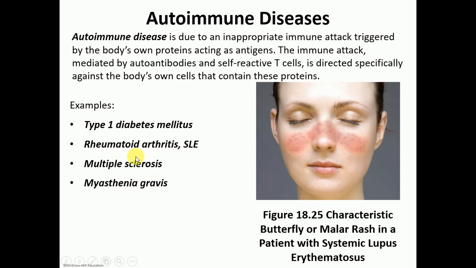In MS, there are autoantibodies against the myelin sheath. In myasthenia gravis, there would be autoantibodies against the neuromuscular junction. And in this lady here, you can see the very characteristic butterfly rash, or malar rash, that happens on the cheeks and on the bridge of the nose, which is very characteristic of SLE, or systemic lupus erythematosus.